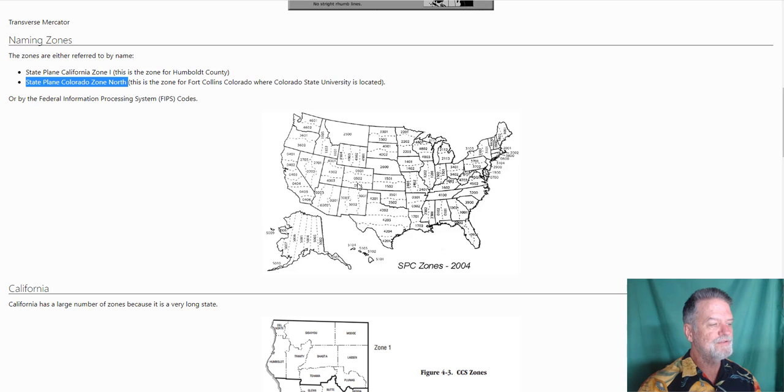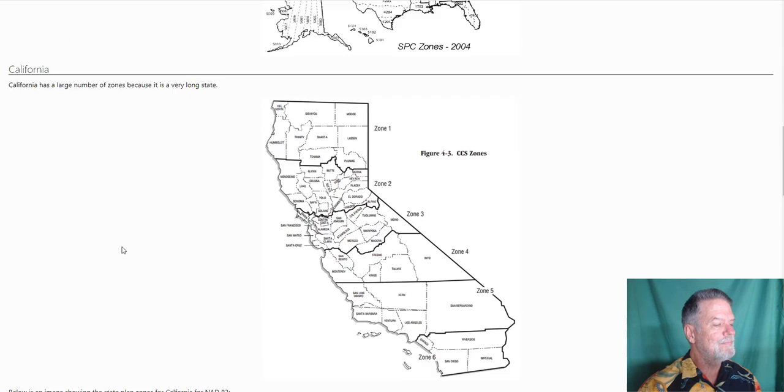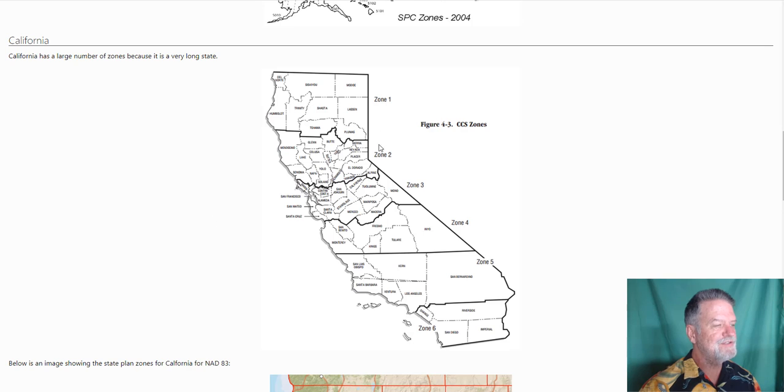So some are north, central, and south, while others, especially the ones that have a lot of zones, like California, are numbered. And here's California. So California has zone 1, 2, 3, 4, 5, and 6. And they broke it up like this because they wanted to have smaller areas, and that will limit the amount of distortion within each zone. Also notice they followed the county boundaries. And again, the counties are still using State Plane quite a bit. So depending on which county you're in, you may find they're using a different zone.